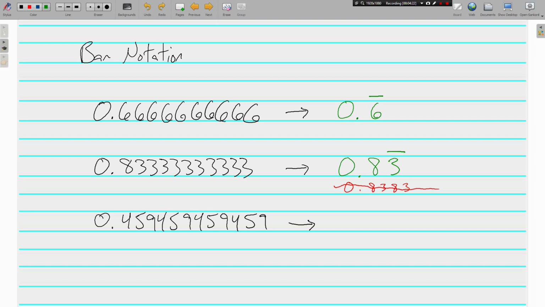And one more example here, we've got 0.459459459459. Here we're going to put the bar over all 3 of the numbers because all 3 of the numbers are repeating. So that's how bar notation works for repeating decimals.